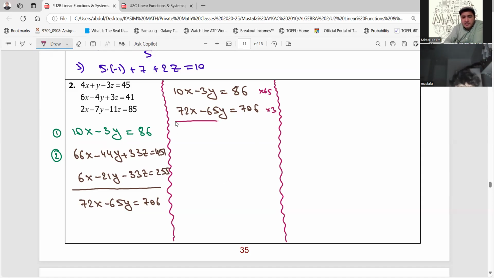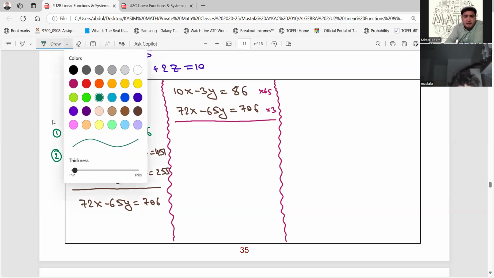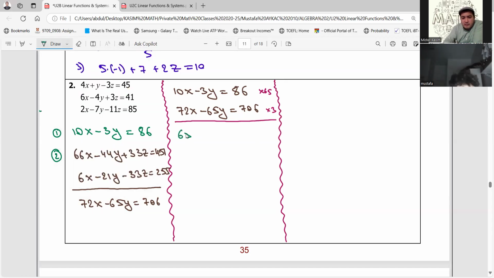So if you multiply by 65, what do we have here? 650x minus 195y equals 86 times 65, which is 5,590. The second one by 3: 216x minus 195y equals 2,118. That's it. So now they're the same, right?